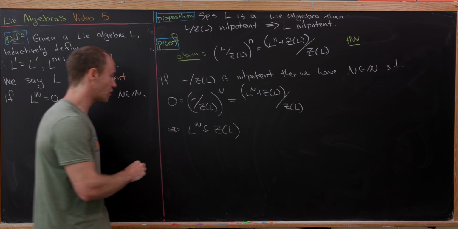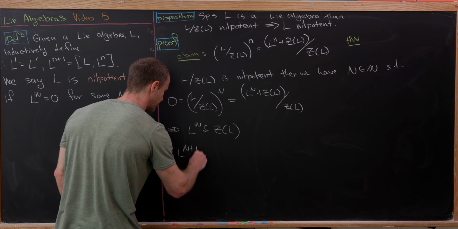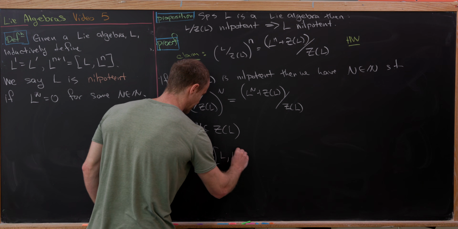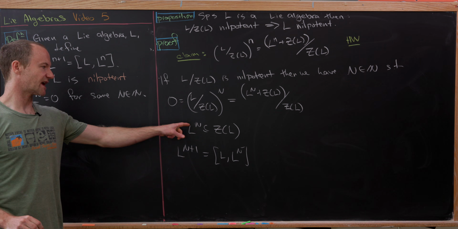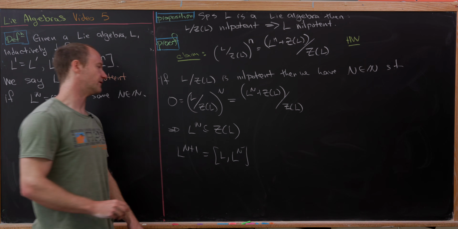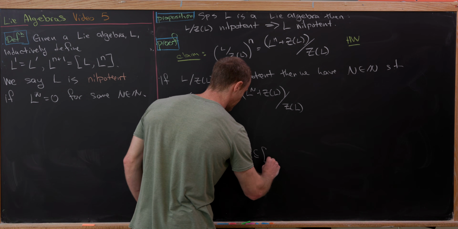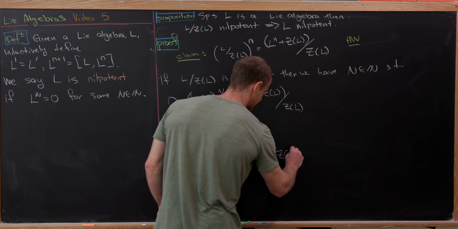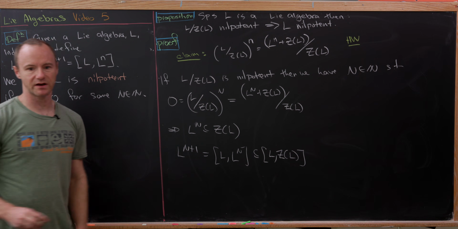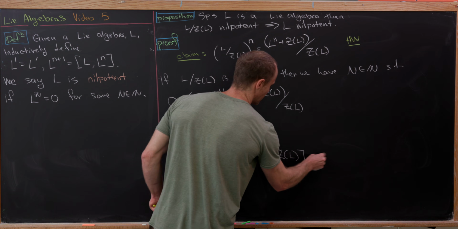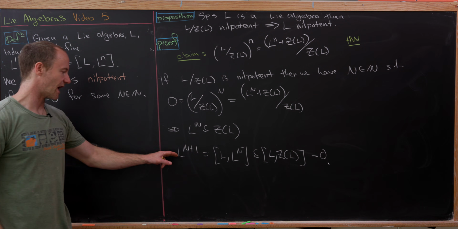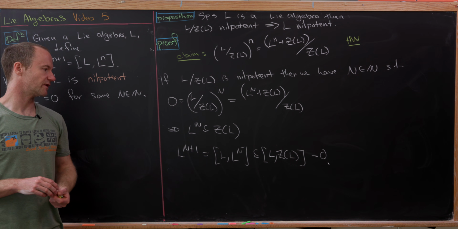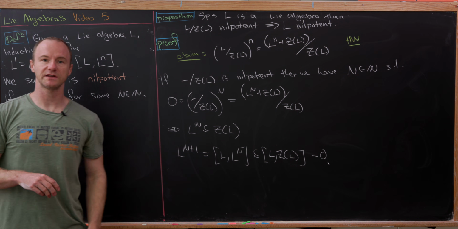And now we're pretty much home free. Let's look at L upper N plus 1, which is defined to be L bracketed with L upper N. But then since L upper N is a subset of the center, that means this whole thing is a subset of L bracketed with the center. But anything bracketed with the center is going to give us 0. So there we have it. We have L upper N plus 1 is equal to 0, which is what we needed to show that this was nilpotent. Okay, I'll leave you with some exercises.